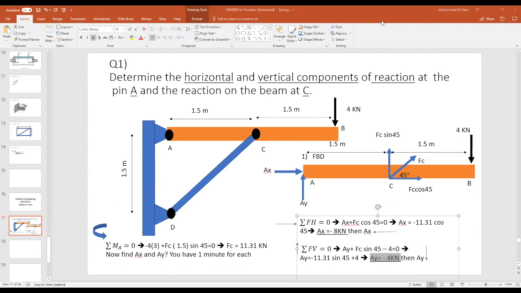I have a question now saying, can I say 8 kilonewtons tensile for AX? Technically, if it's tensile, yes, you can say that because, as we say, if the arrow is leaving the point, it's tension. If it's going towards the point, it's compression. Yes, you can do that. That's also acceptable. That's what we have learned and been doing since we started this course.